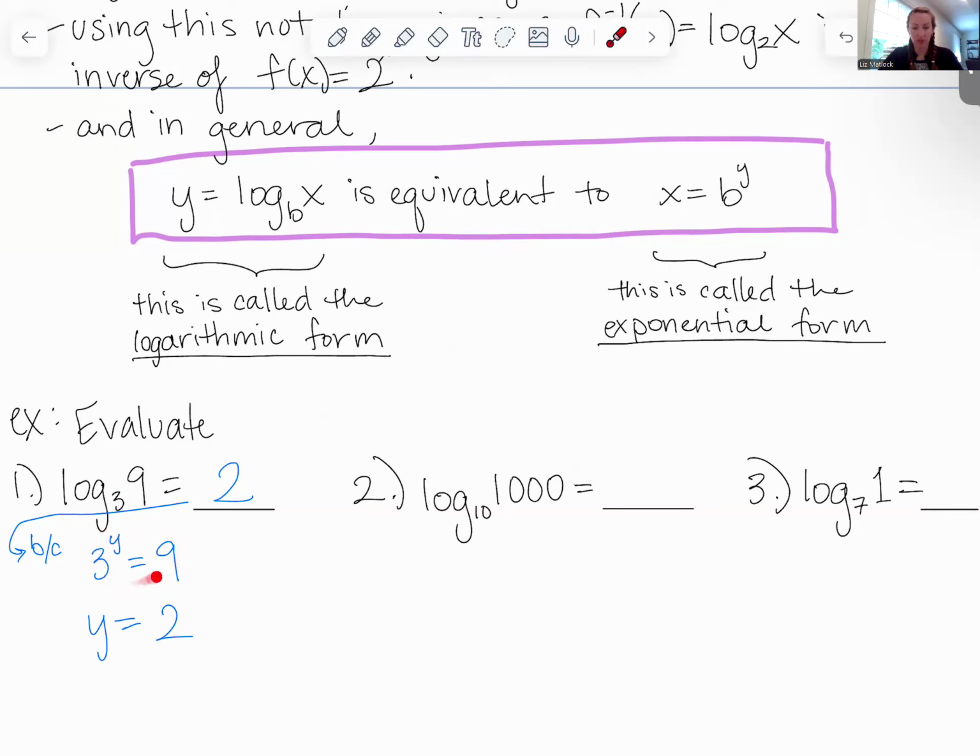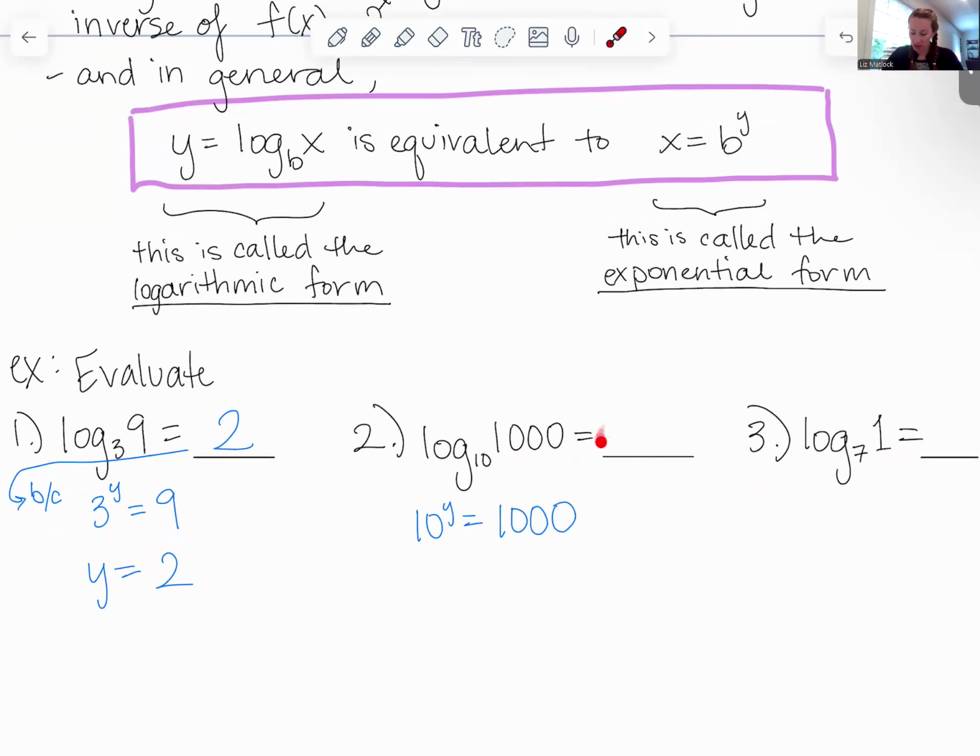So you can always go back to those videos to review solving some exponential equations where they have the same base. All right, so that's how we got that answer. So similarly here, we're going to take this, you could call it y over here. So we're changing this logarithmic form to its exponential form equivalent. So this is equivalent to 10 to the y is equal to 1,000. So I'm looking for a number for y that when I raise 10 to that, I get 1,000, and that would be 3.